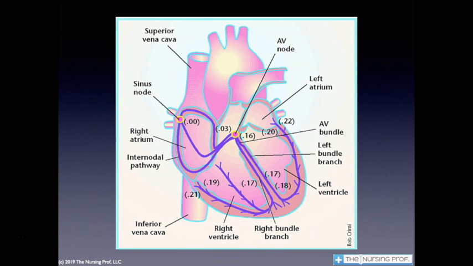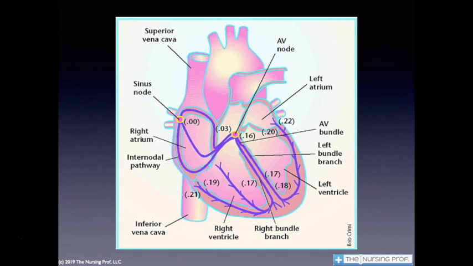This picture is showing the heart, the conduction through the heart, and how long it takes for that conduction to occur. The impulse originates in the SA node, so it makes sense that it gets to the SA node in 0.00 seconds. It's there immediately. Then it moves down to the AV node in 0.3 seconds, and then down into the ventricles, where there is a variable time, anywhere between 0.17 and 0.22.